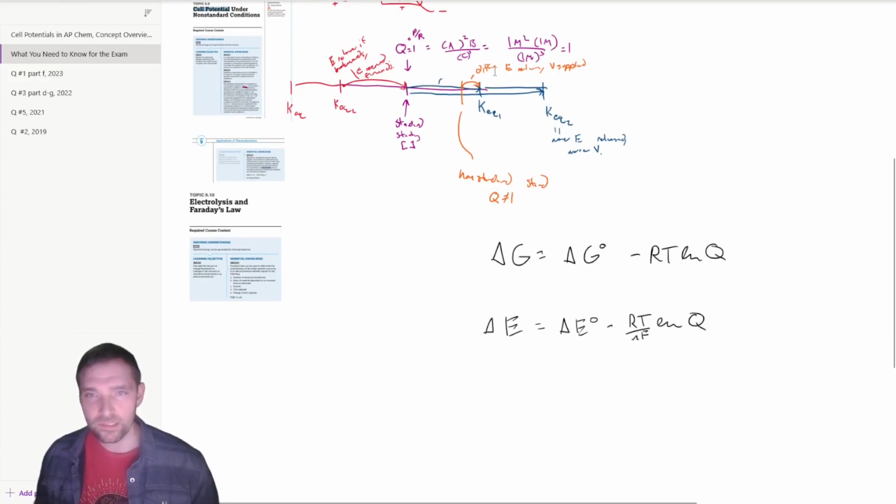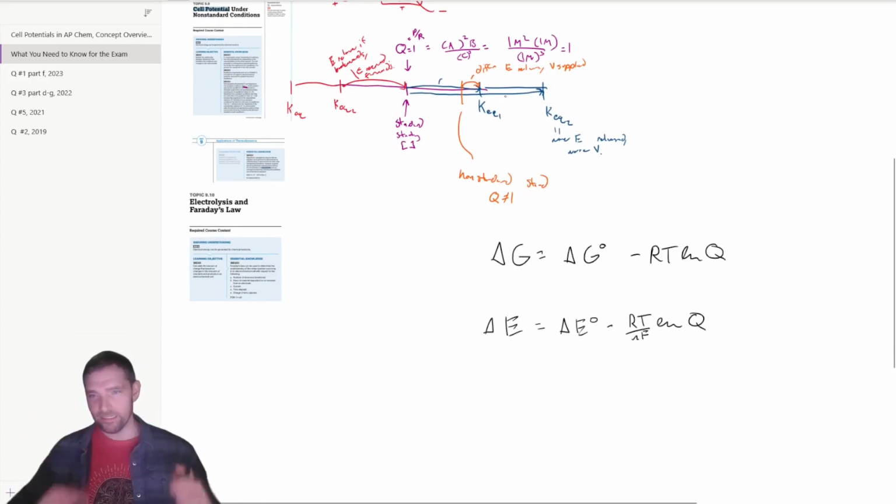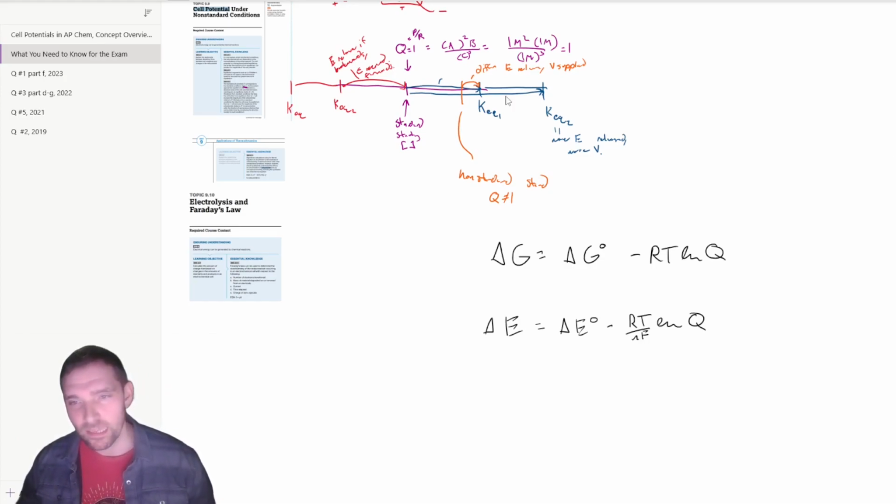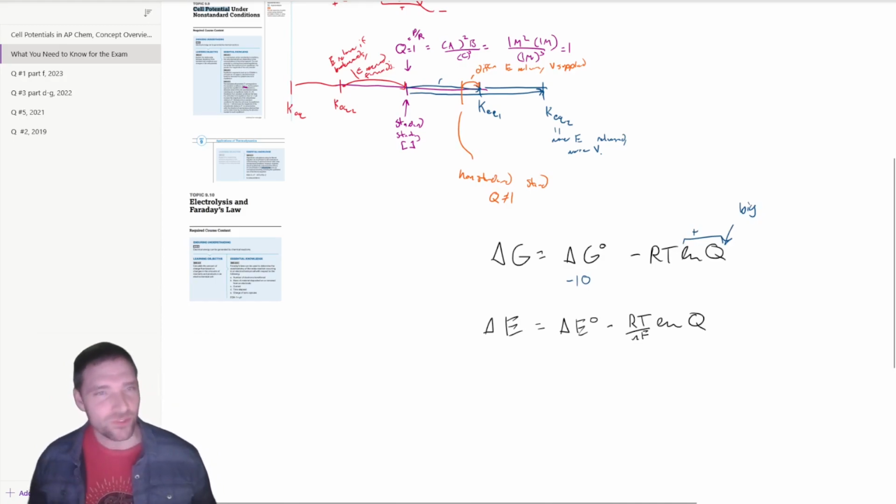So let's just make some numbers up to get that idea across. So if this was a negative 10, okay, I knew there was a small error in here.